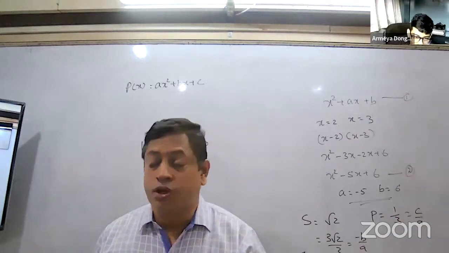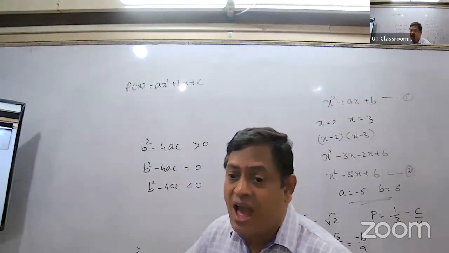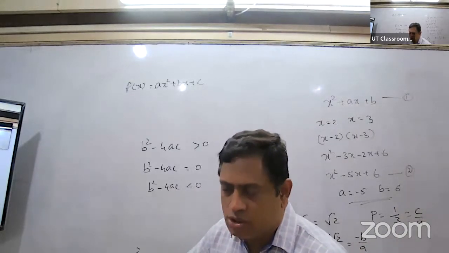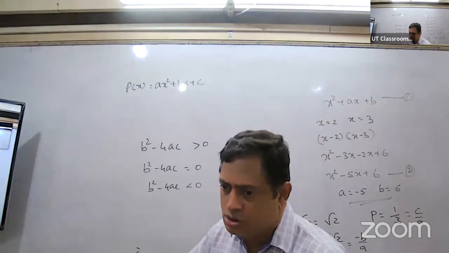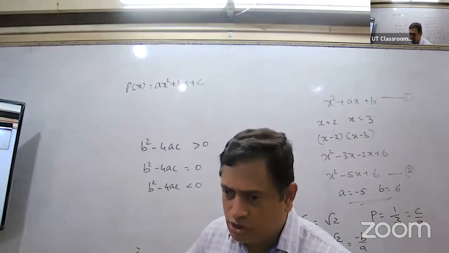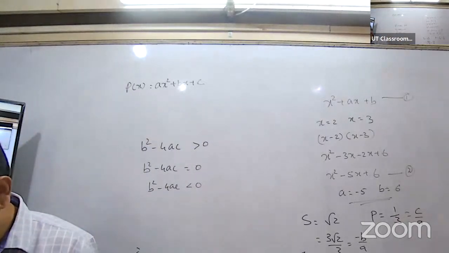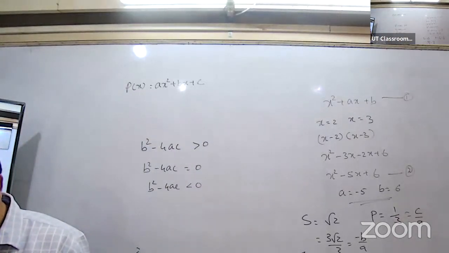Now, a quadratic polynomial has at most how many zeros? At the most two zeros. Here, this polynomial has how many zeros? Not even a zero. If there were a zero, you could factorize and get it, but you cannot get it. Therefore, there is no zero. Understood?